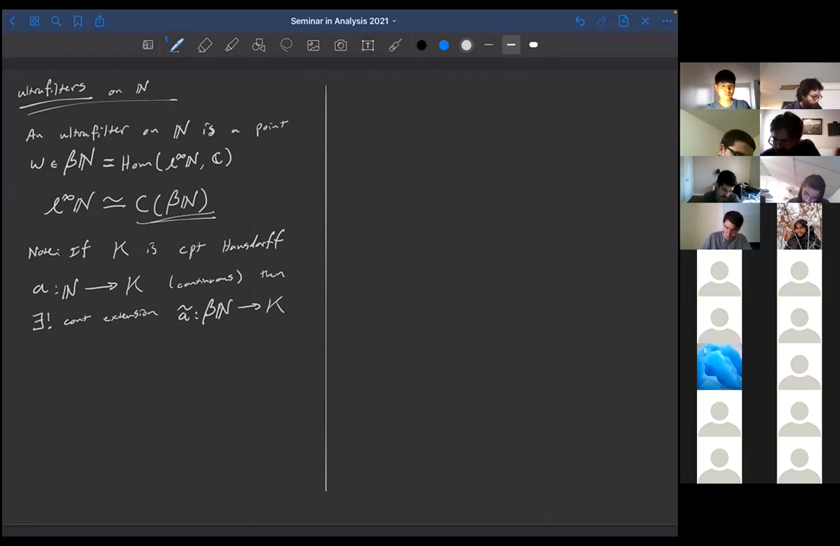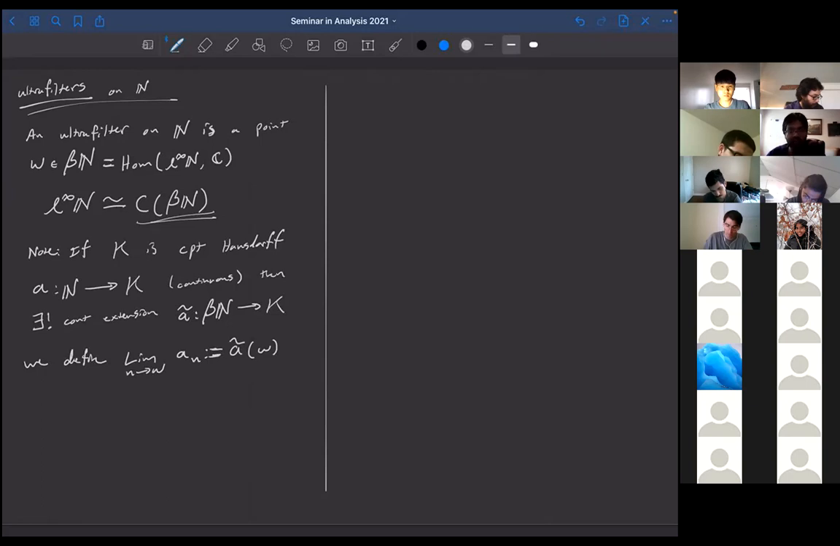But therefore, what can we do? Well, now we have a continuous function from the Stone-Čech compactification into K, so we can just evaluate it on our point omega. So we define the limit as n tends to omega of this sequence a_n as equal to just A tilde evaluated at this point omega.